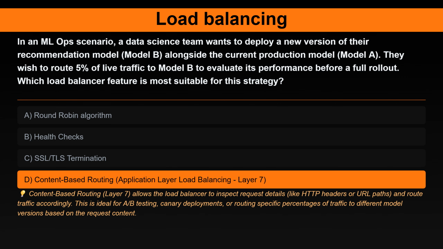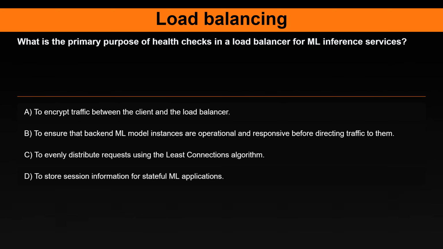The correct answer is content-based routing, application layer load balancing, layer 7. Here's the explanation. Content-based routing, layer 7, allows the load balancer to inspect request details like HTTP headers or URL paths and route traffic accordingly. This is ideal for A/B testing, canary deployments, or routing specific percentages of traffic to different model versions based on the request content.